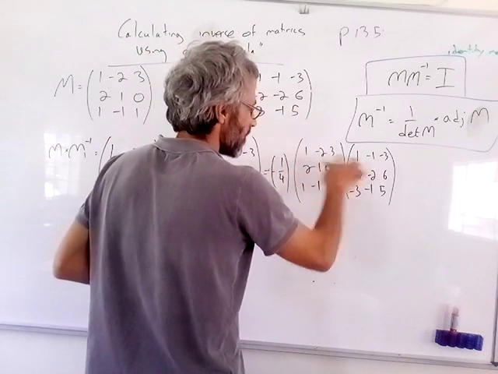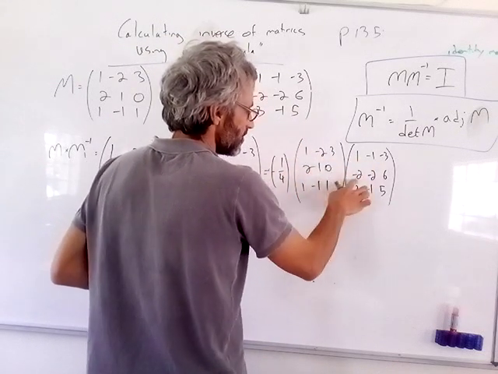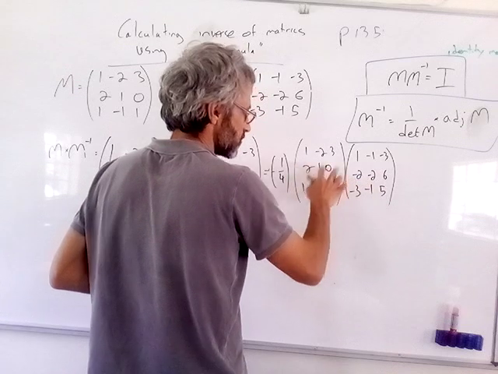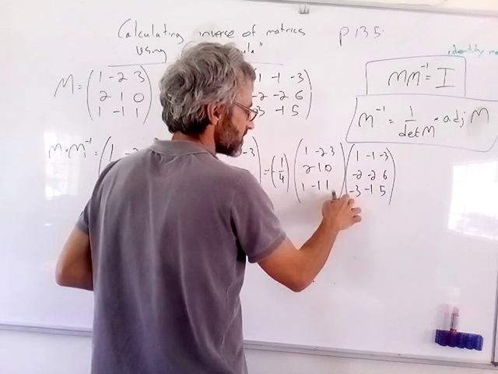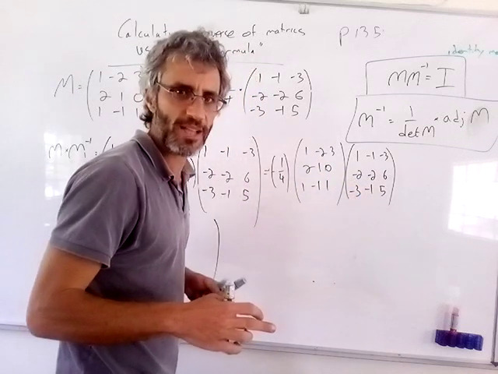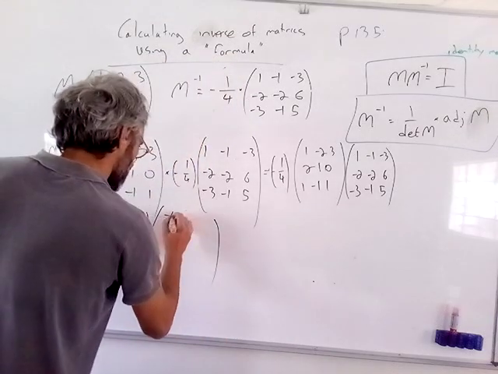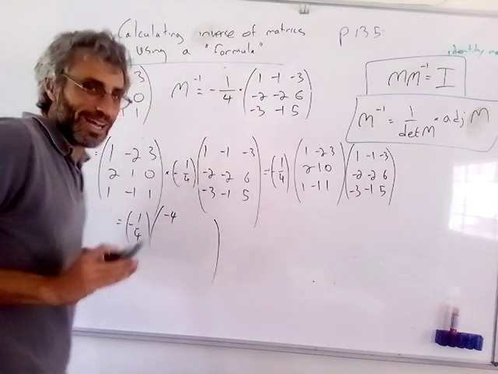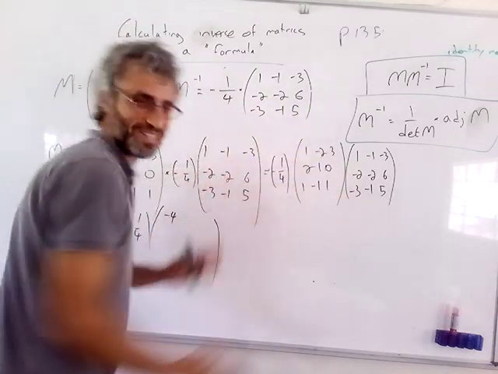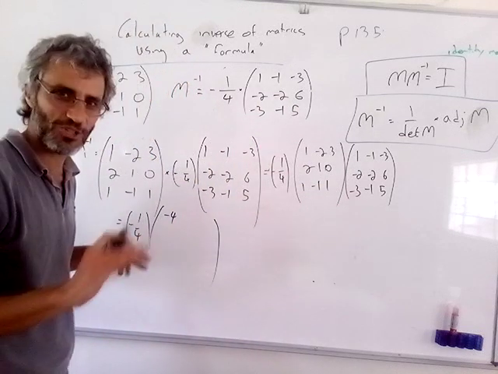Okay, so 1 times 1 is 1. Minus 2 times minus 2 is 4, so 5. 5 minus 9. What is 5 minus 9? It's minus 4, isn't it? So I'm getting minus 4. Okay, guys, I'm probably not going to do all of it because it's going to take a long time, but I'm going to do some of it.